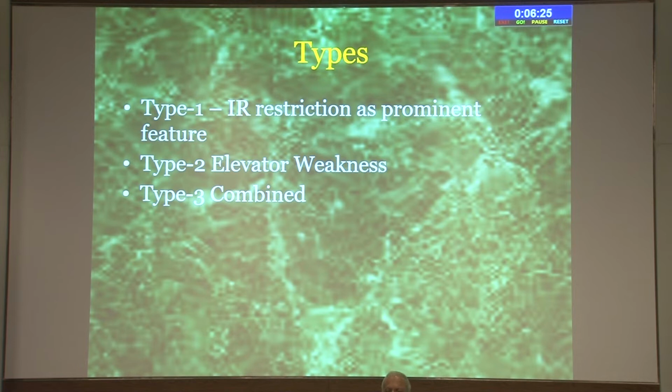It has been classified into type 1, 2, and 3. In type 1, the prominent feature is restriction of the inferior rectus. In type 2, weakness of the elevators is the prominent feature, and in type 3, it is a combined type.